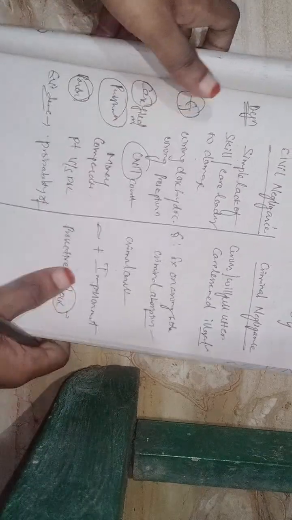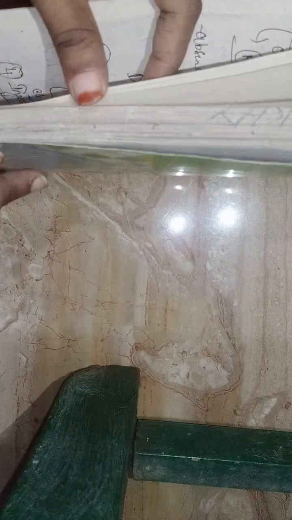Next I discussed punishment, parties, and evidence, burden of proof. All this I discussed. 336, 337: 336 means endangering life, 337 means hurt, 338 means grievous hurt. This is important: 304A means it leads to death of the patient.